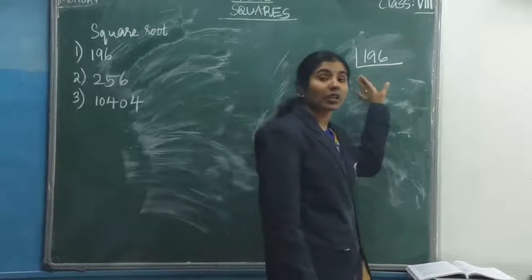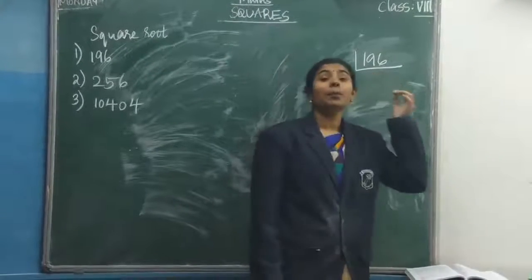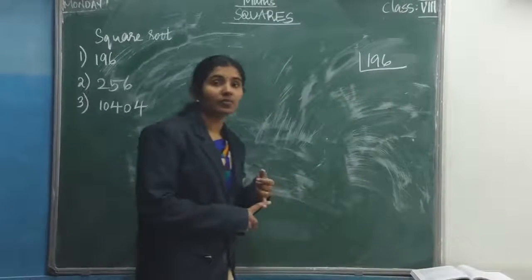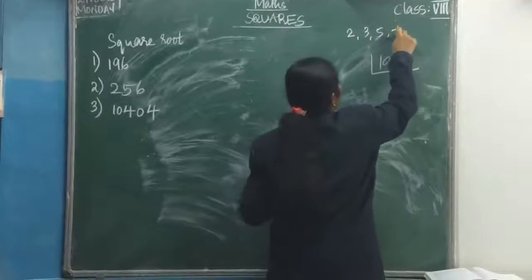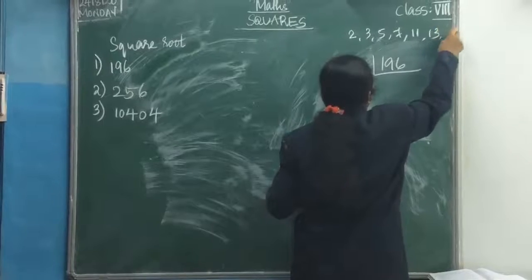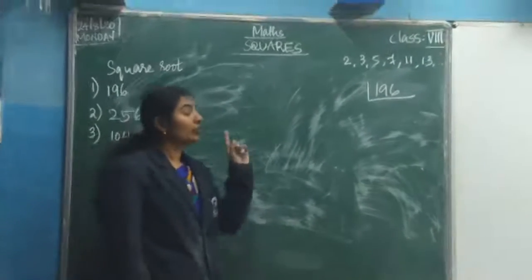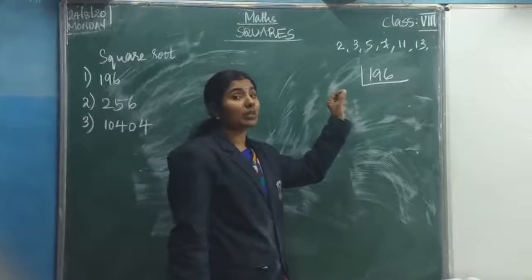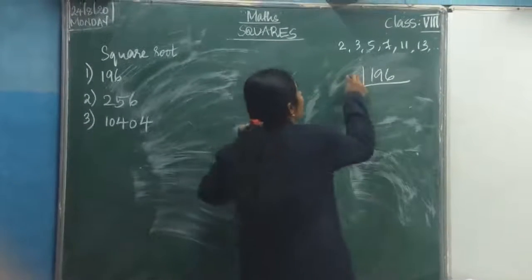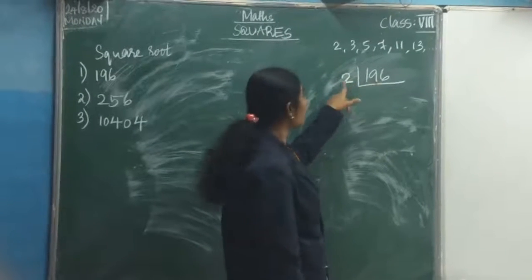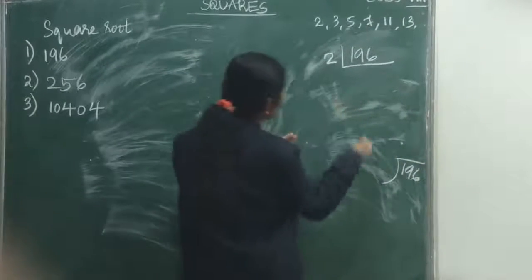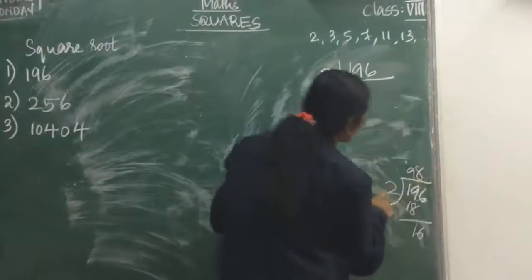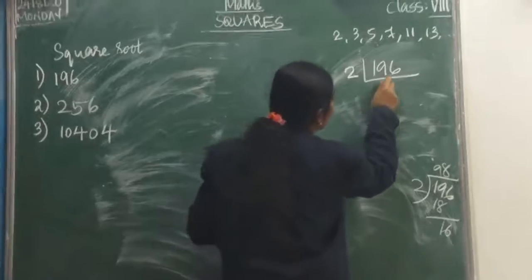By dividing the number by prime numbers. Which are the prime numbers? Prime numbers start from 2, 3, 5, 7, 11, 13, etc. So first of all, take the first prime number, that is 2. Divide 196 by 2. You can do this on the rough side. 196 divided by 2 gives 98.